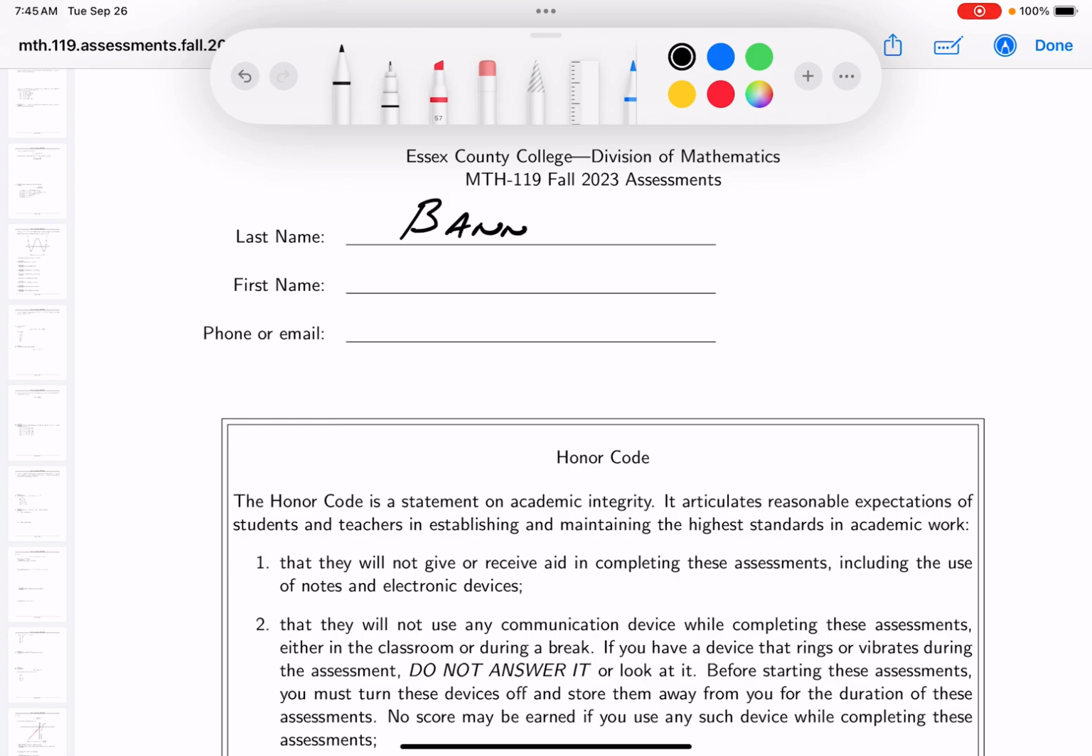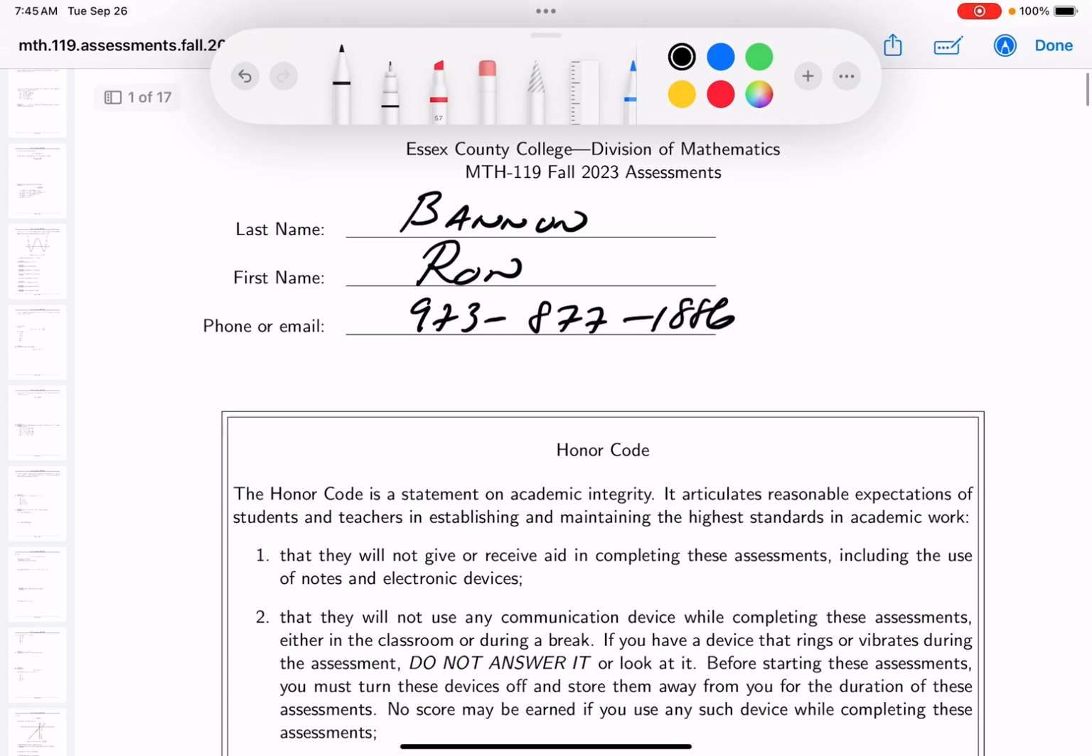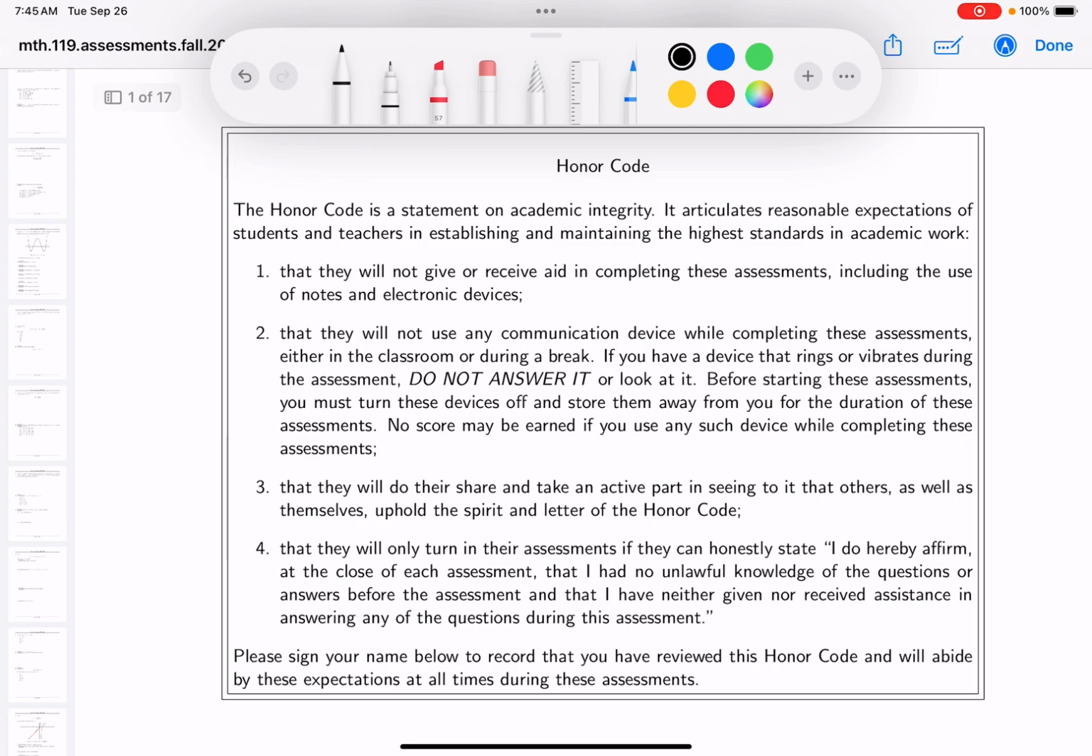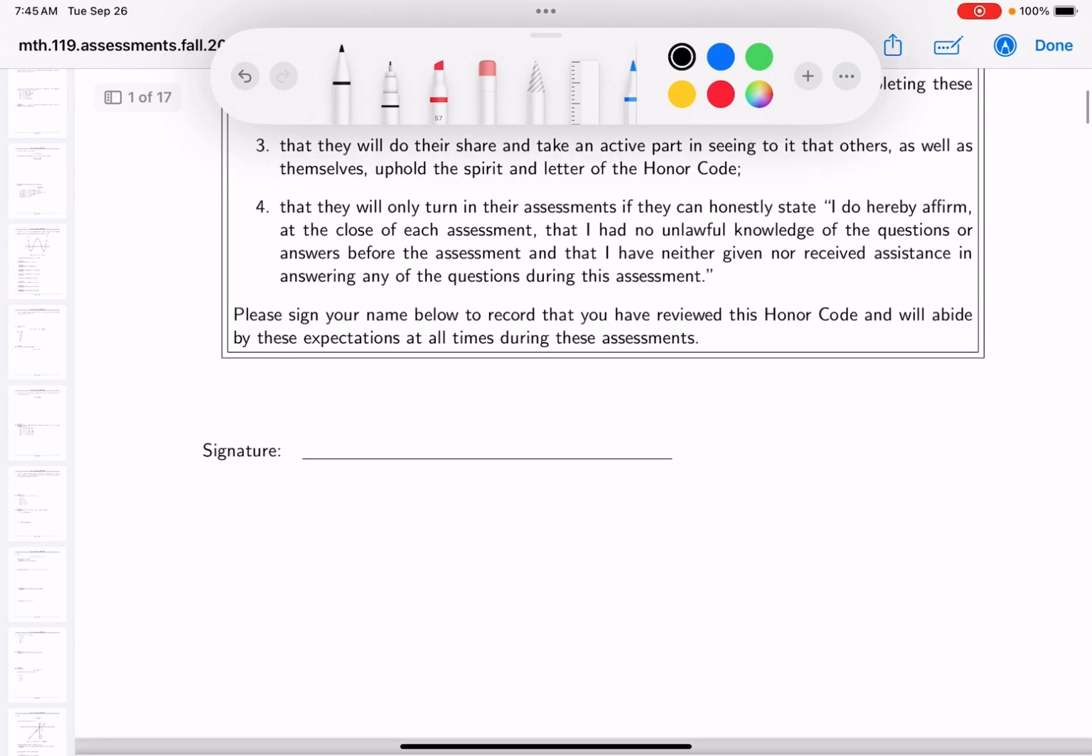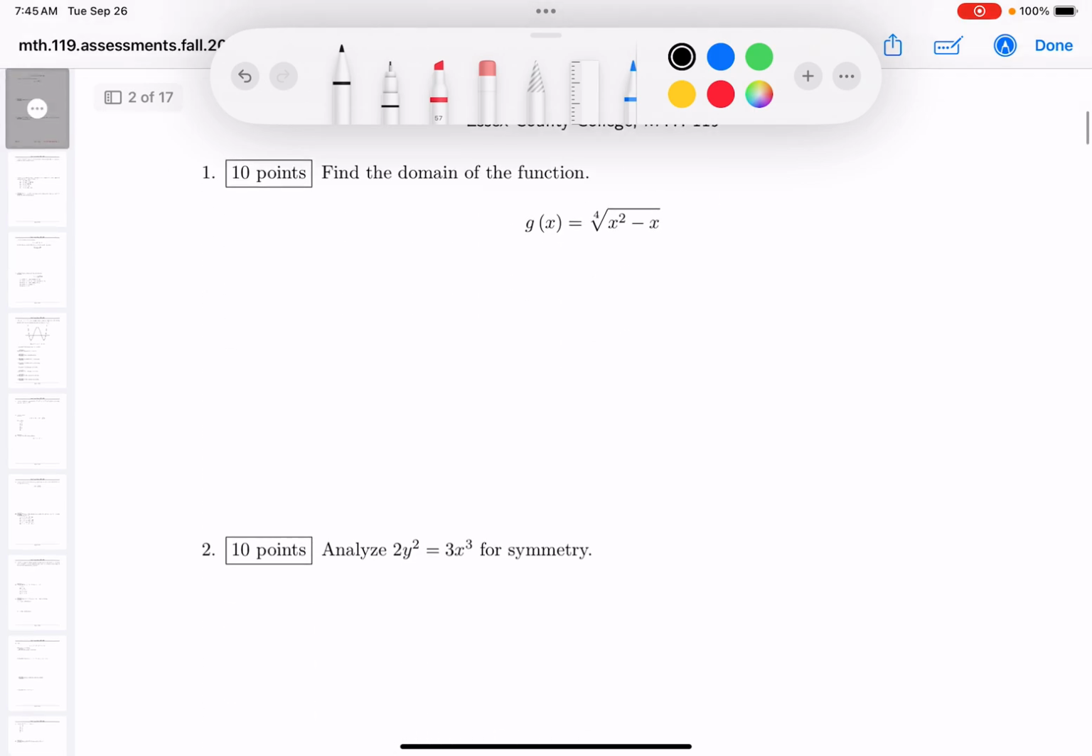Bannon. First name is Ron. And my phone number is 973-877-1886. All right? Honor code is basically just something about that you're taking an exam and it's your exam. It's no one else's exam. That it's your work on the exam. All right? I'm going to sign it. And then what I'm going to do is start taking the exam.